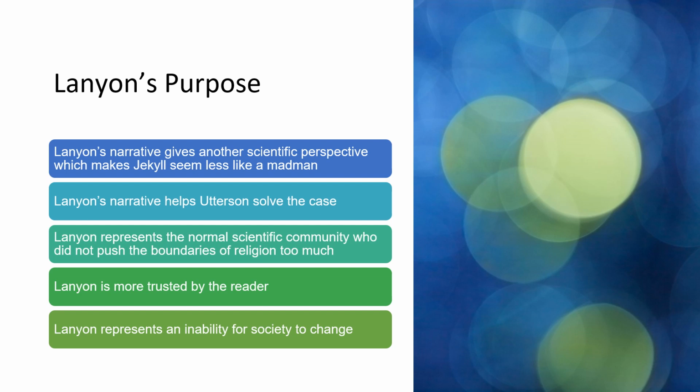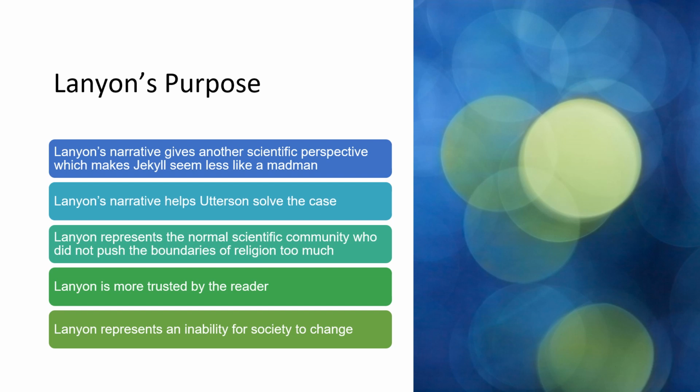The next one is that Lanyon's narrative helps Utterson solve the case. Without Lanyon's narrative, nothing would have been completely answered because we couldn't trust what Jekyll was saying, but with Lanyon's, we can trust it. Lanyon represents the normal scientific community who did not push the boundaries of religion too much, and they did not push the boundaries of science the way that Jekyll did. So he does represent the more traditional side of Victorian England, the more accepted side. He is therefore more trusted by the reader.